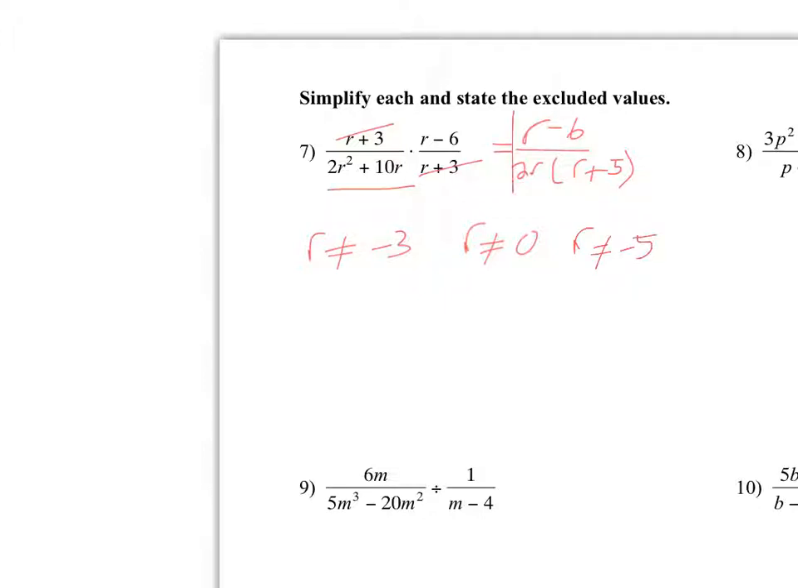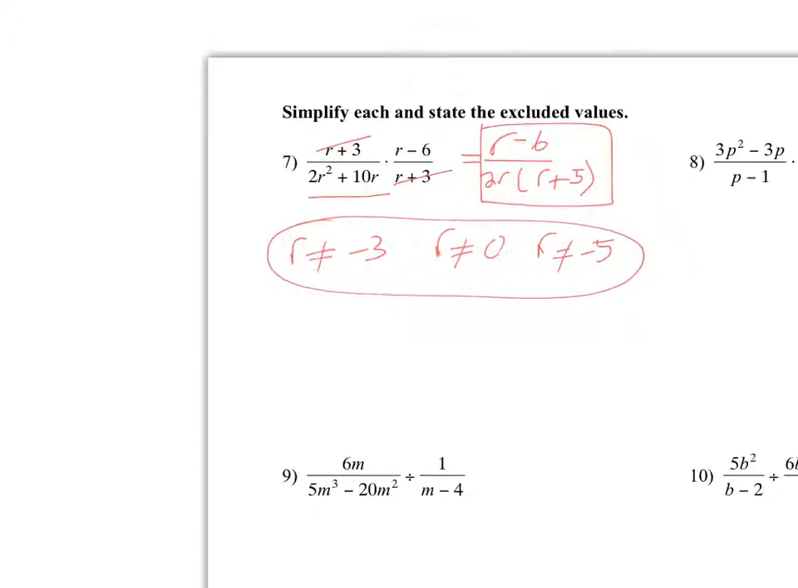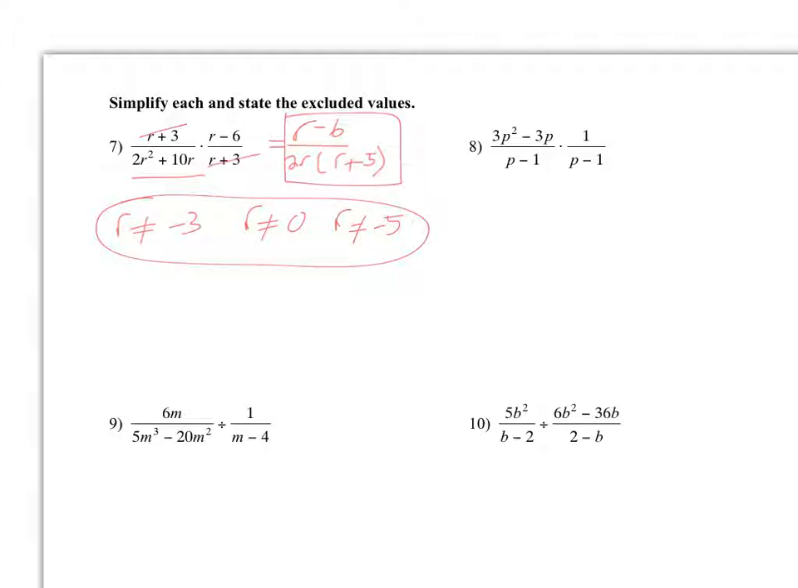And this is actually the simplified version, and these are my exclusions. So that's why I say multiplication is a lot faster. It only took about 2 minutes to do this one problem, which is nice.